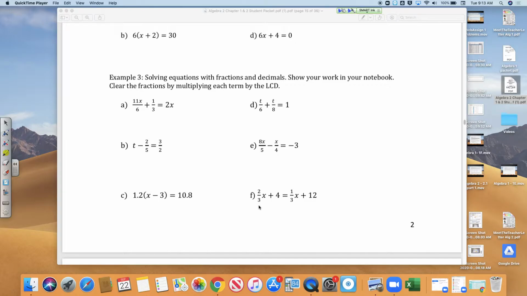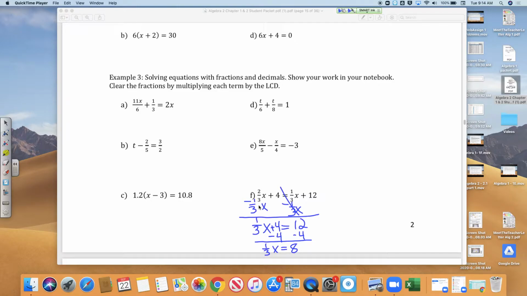So what I'm going to do is move this one to the other side, cancel it out by subtracting both sides by 1/3 x. When I do that, this goes away. 2/3 minus 1/3 is 1/3, so I have 1/3 x plus 4 equals 12. Next thing I'm going to do is subtract 4 from both sides. I get 1/3 x is equal to 8.